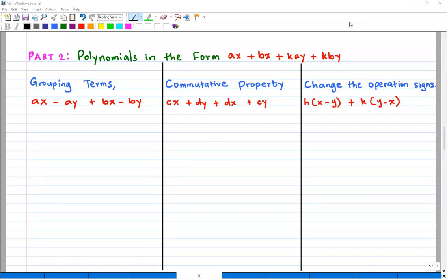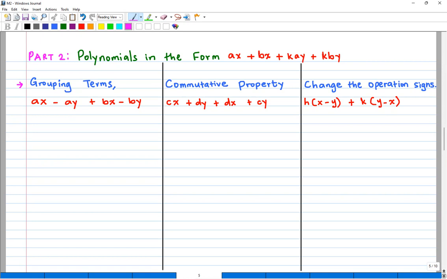Let us have part 2 of our topic. Remember, we are still factorizing polynomials. So for part 2, we are going to factorize polynomials in the form ax plus bx plus ky plus kby. Now, sometimes when we are factorizing polynomials, in some situations, we need to group the terms before factorizing them.